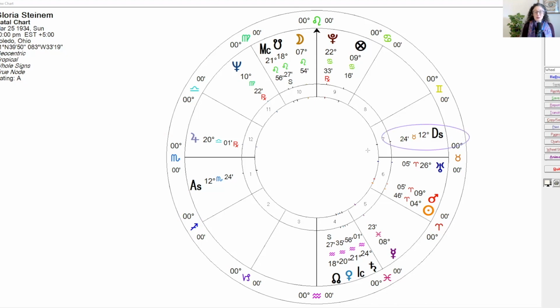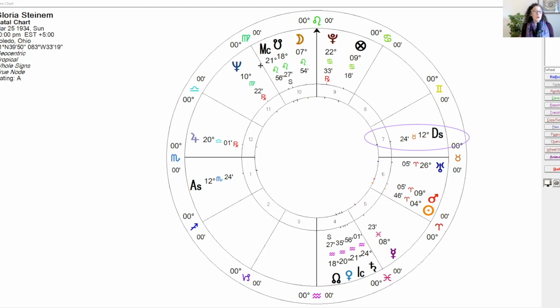Relationships is a topic most people want to know about. And so we'd have a look at the 7th house. And in Gloria's case, we have Taurus on the 7th house cusp. Sorry, I might have said 2nd house again there, 7th. Sometimes I get my words mixed up when I'm in my flow. So Taurus on the 7th house cusp for relationships.